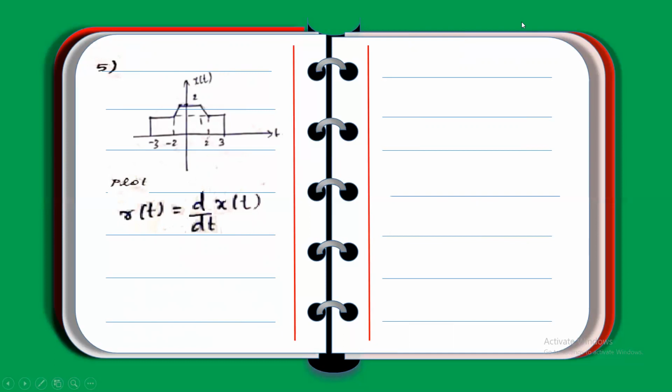If we look at the signal x of t and try to find out the rate of changes associated, we can see that in the interval minus 3 to minus 2, the amplitude of x of t is constant. That means the derivative is 0. R of t becomes 0 during that interval. Between 2 to 3, r of t will also be 0. In the portion of x of t from minus 1 to plus 1, x of t remains constant, so r of t will be 0 during that interval also.